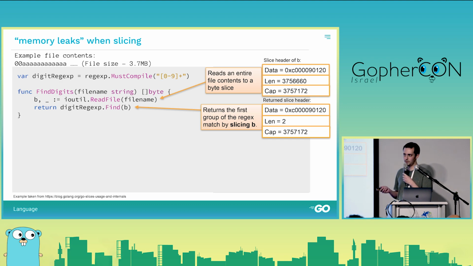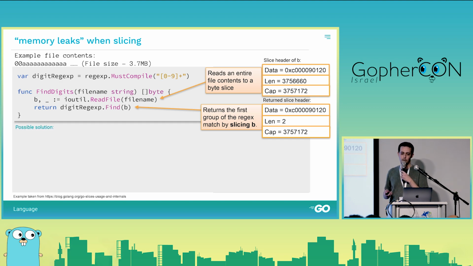So the issue here is these 2 digits are only a small part of a pretty large file contents array. We don't really need the file contents in our memory anymore. But when the garbage collector goes over the file contents array, it will notice it is still referenced by a result slice and will not free it.